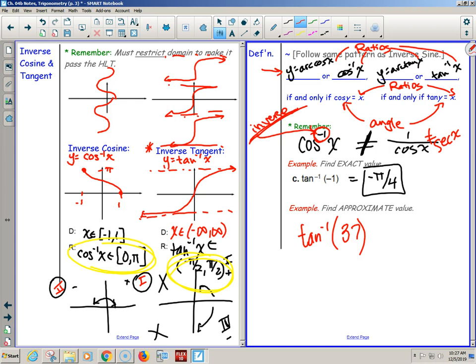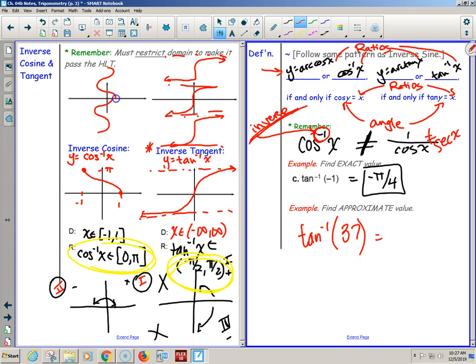You have no way to solve it unless you plug it into the calculator. Oh, better be in degree mode. It's 37. That's not 37 degrees. That's not even an angle. That's a ratio of an opposite over an adjacent. That's 37. What does that thing look like? Very tall and very skinny.